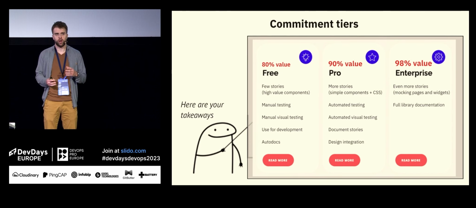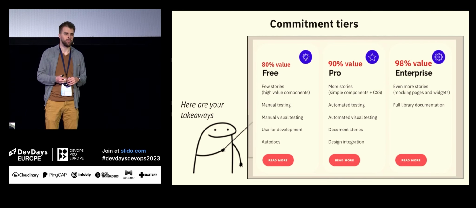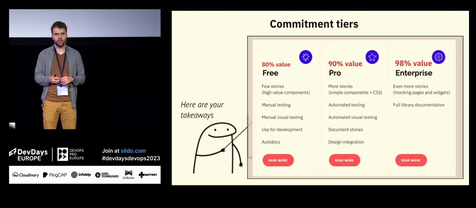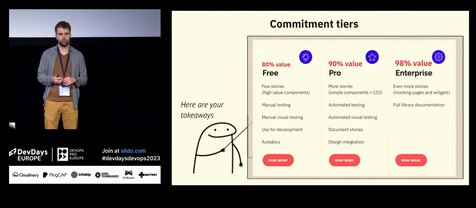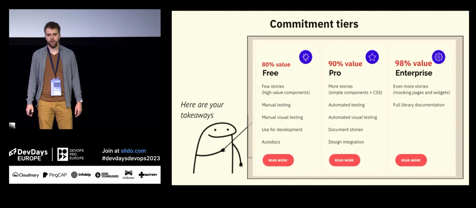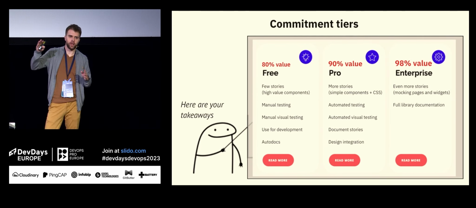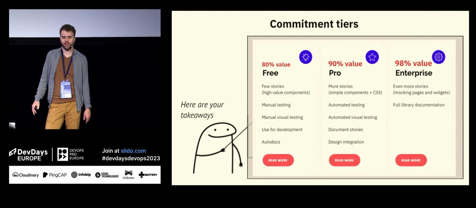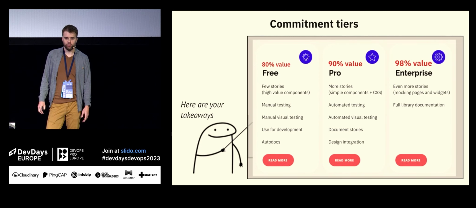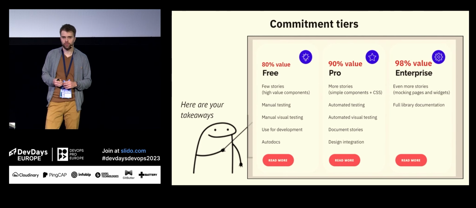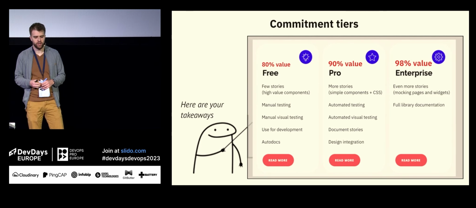You will use it primarily to communicate between developers, maybe stakeholders, but not designers yet. And you will use autodocs. Again, these are pretty much free. If you move a bit higher in investment costs, you get a pro tier, which should be like 90% of the value. And you will also add stories for simple components and CSS in there.